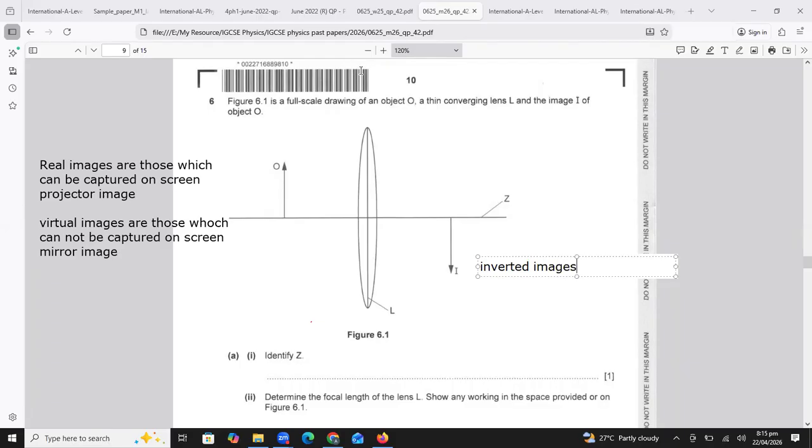All right, but in the lens question, obviously it is difficult for us to identify. So that's why I'm telling you again, inverted images are real. But if we are getting the image like here, it means this image is upright. So upright images are virtual images. All right, students, upright images are virtual images. Inverted means upside down. Such images are real images. So this is the trick to identify whether the image of the lens is real or virtual.